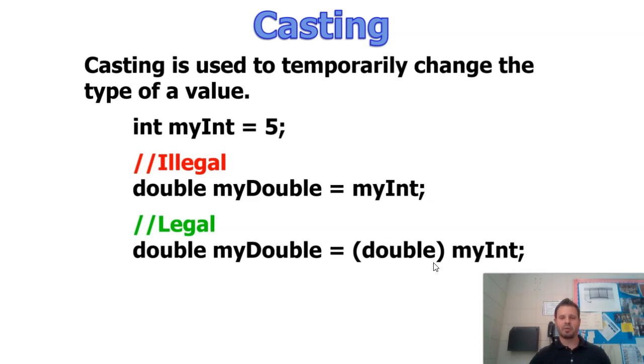You can do that in Java by putting the type you want to cast it as in parentheses ahead of the value. And what that would do is turn the 5 into a 5.0 and allow me to store it as a double. So it doesn't permanently change my int, but it temporarily changes its value to a double, so therefore I can use it as a double, treat it as a double, and apply it in Java as a double.